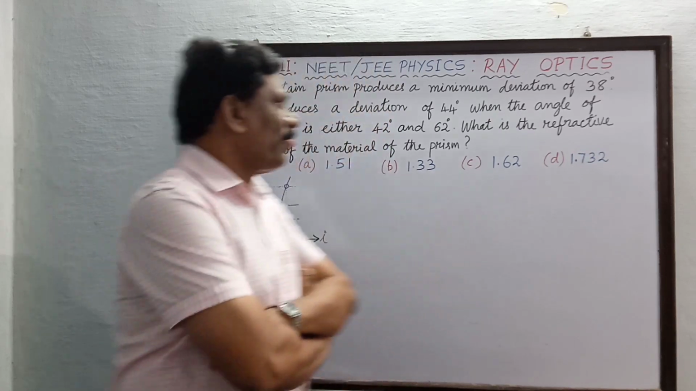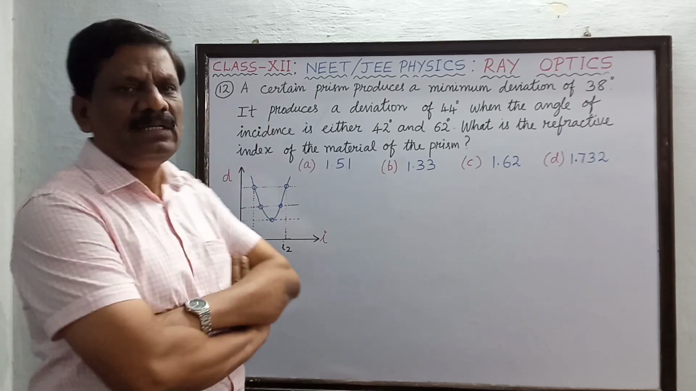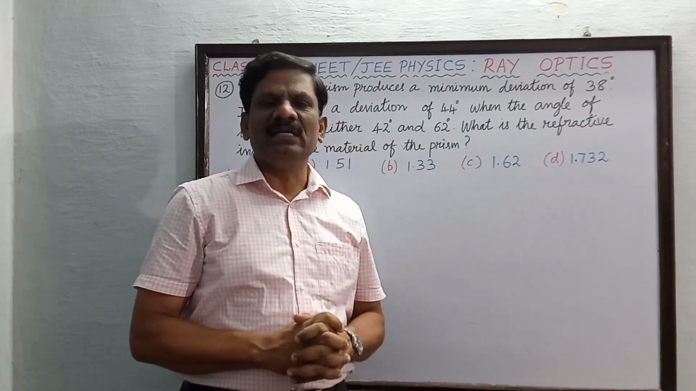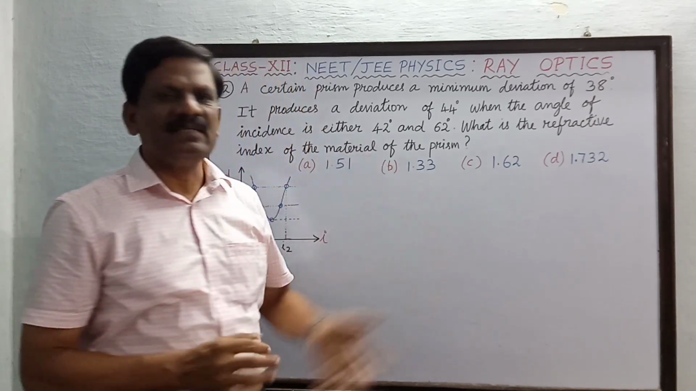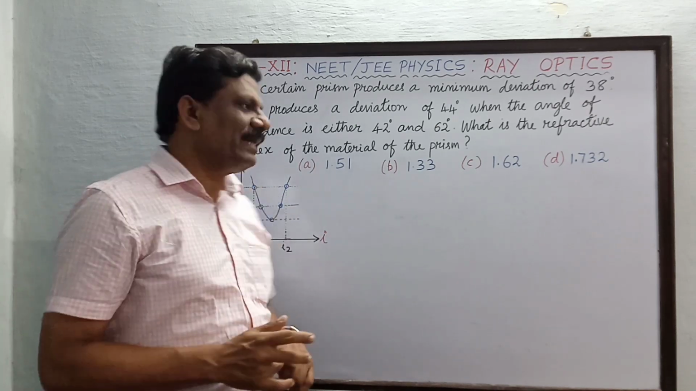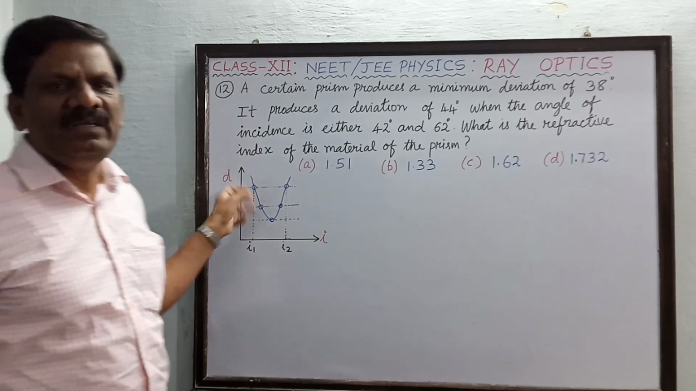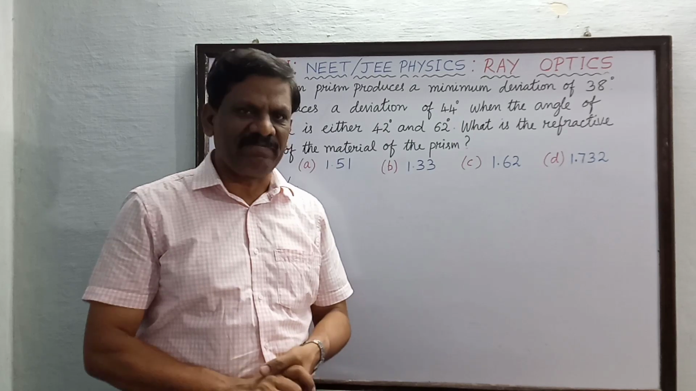When a monochromatic light is allowed to pass through a prism, there will be refraction taking place at the two faces of the prism, and finally the light emerges out of the prism. We have studied and plotted the graph between the angle of incidence and the angle of deviation. This curve is called the i-d curve or i-d graph.